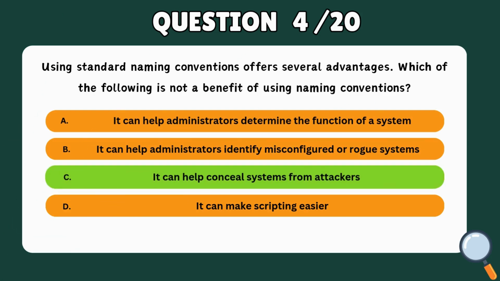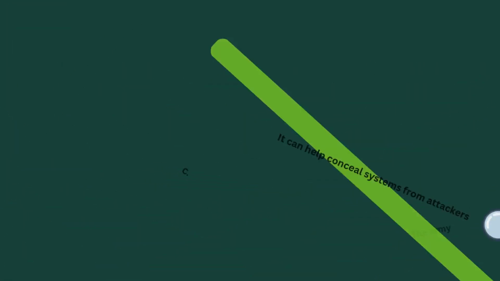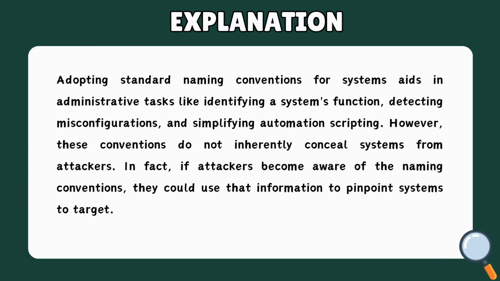Correct answer: C. It can help conceal systems from attackers. Adopting standard naming conventions for systems aids in administrative tasks like identifying a system's function, detecting misconfigurations, and simplifying automation scripting. However, these conventions do not inherently conceal systems from attackers. In fact, if attackers become aware of the naming conventions, they could use that information to pinpoint systems to target.